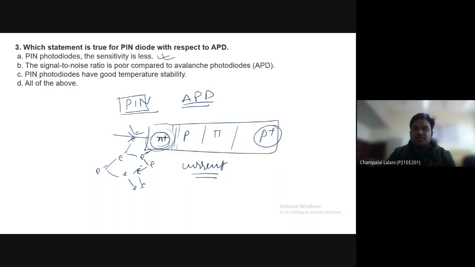The signal to noise ratio is poor in the pin photodiode as compared to the avalanche. Obviously, the current that is generated here is high. That's why the SNR will also be improved here. Have good temperature stability. Yes, the temperature stability will be good in the photodiode. So all of the above is the correct answer.